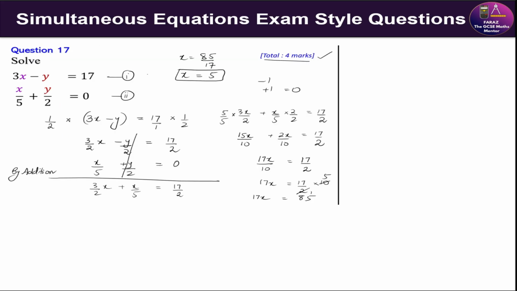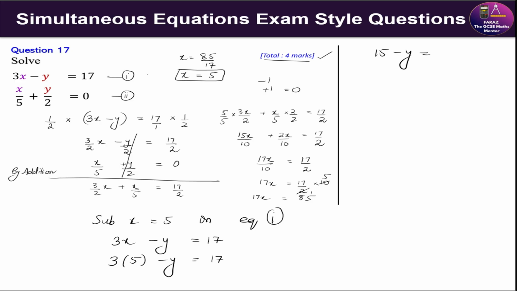Alright, let's continue to calculate the value of y. We have the value of x there, which is 5. Now to calculate the value of y, we have to substitute x equals 5 in an equation. Now you can choose any equation you want, but it is better to choose equation number 1 as there is no fraction in equation number 1. So that is the easy equation to substitute it. So we have to write equation number 1, 3x minus y equals 17 and then replace x by its value. So 3 into 5 is 15, 15 minus y equals 17.